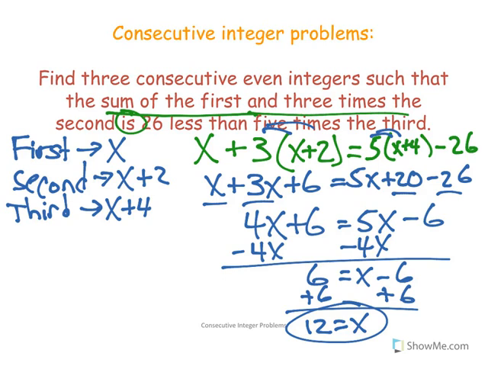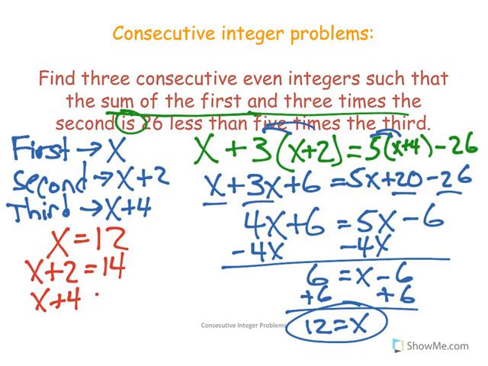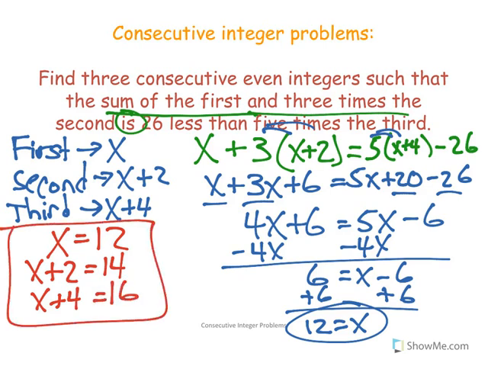So if x is equal to 12, I'll bring it down here. That means x plus 2 is 12 plus 2, which is 14. And x plus 4 is 12 plus 4, which is 16. All right, so what are the numbers then, right? Find these numbers. The numbers we found were 12 and 14 and 16.